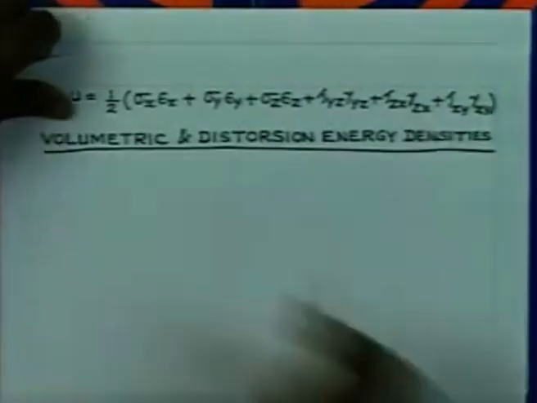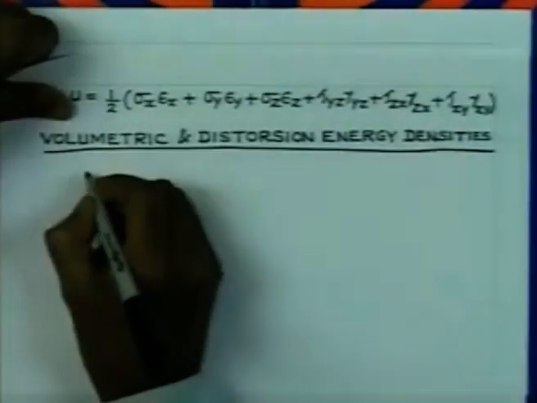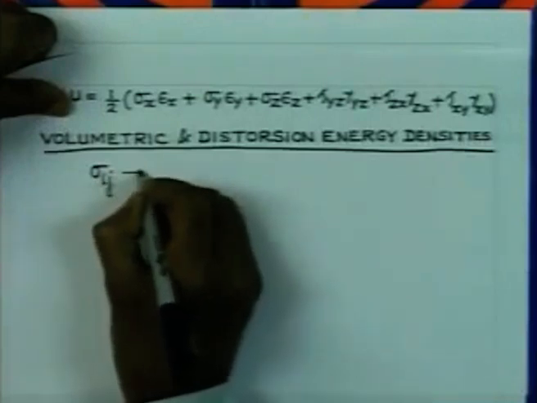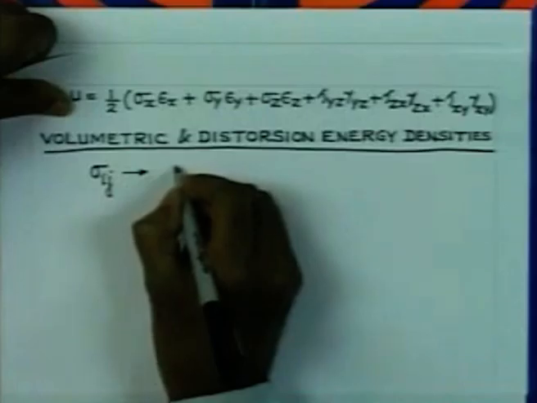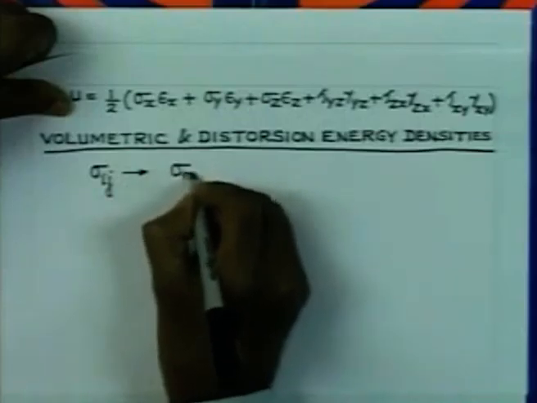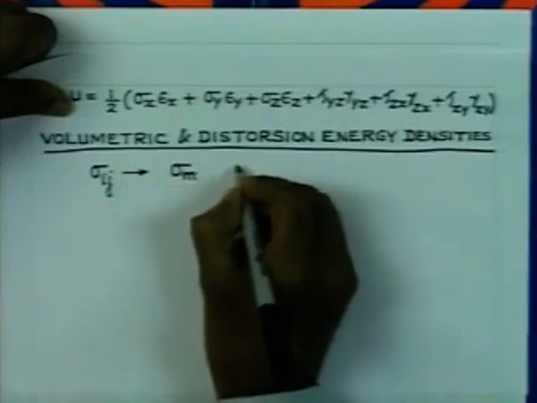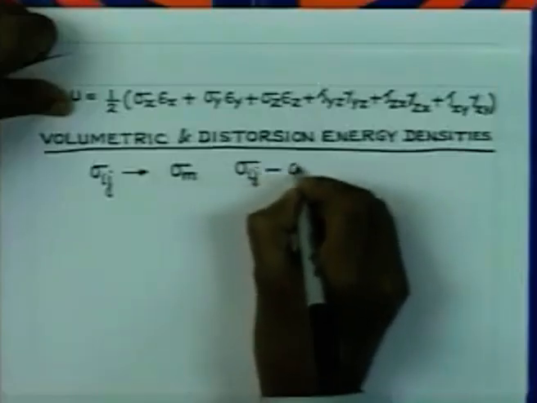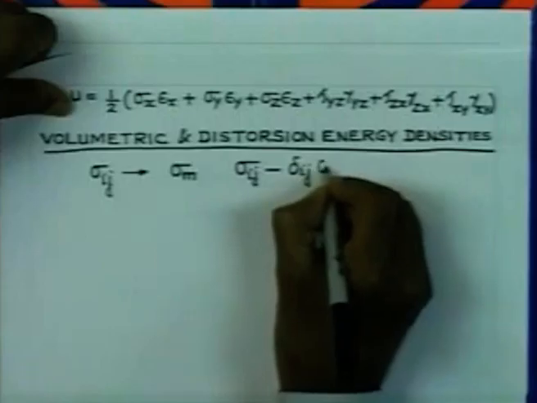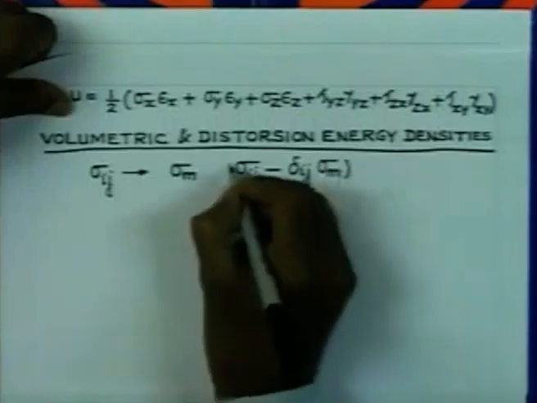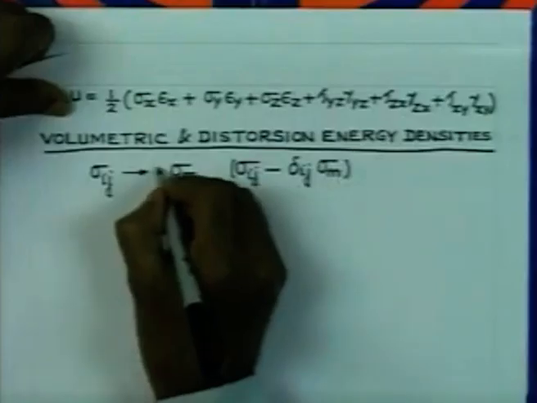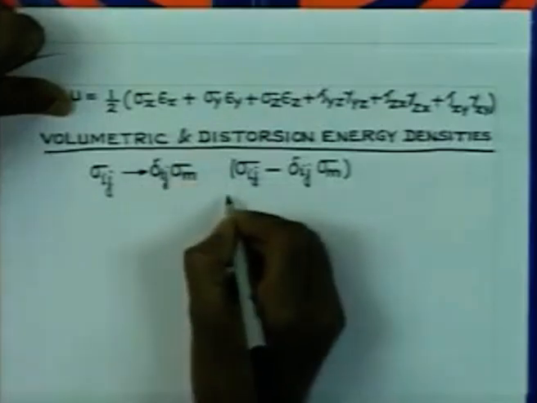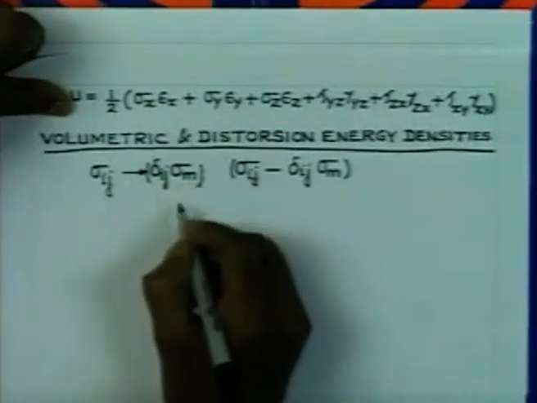So, we will have the stress at a point given by sigma ij, and this can be split into 2 parts. One is sigma m, the mean stress, and the other part is nothing but sigma ij minus delta ij into sigma m. So, this is the volumetric part, and in fact if you would like to show it as a tensor, this will be nothing but delta ij into sigma m. So, that is the volumetric part.